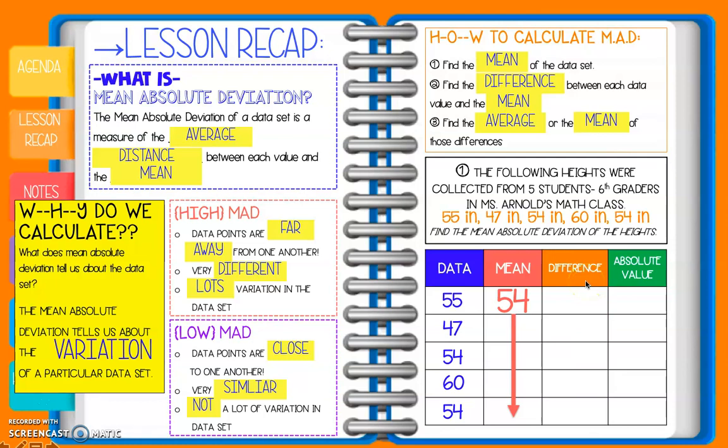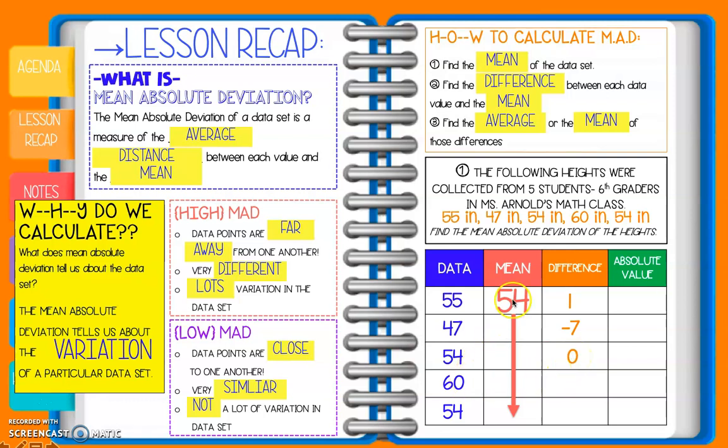Our next column is the difference. So that means we're going to subtract, and we're just going to work our way across our chart. We have 55 minus 54 gives us a 1. 47 minus 54, I'm just going to plug that in my calculator because I'm not sure. When I do that, I get a negative 7. Then we have 54 minus 54 gives me a 0.